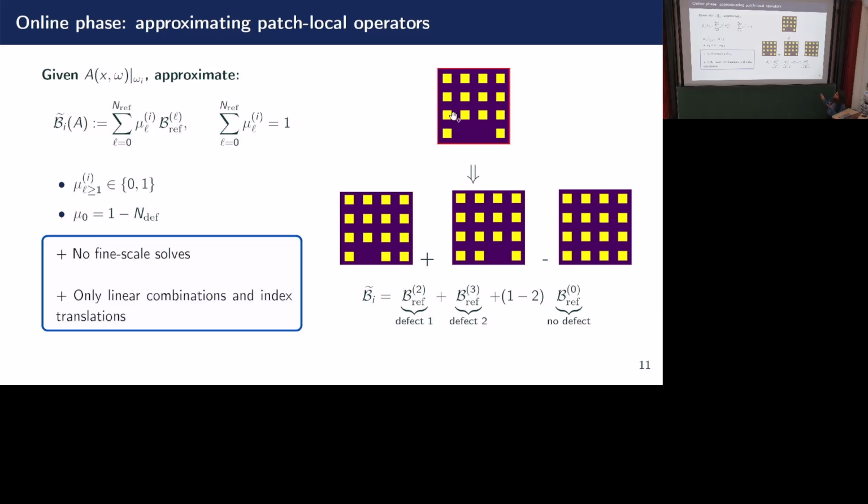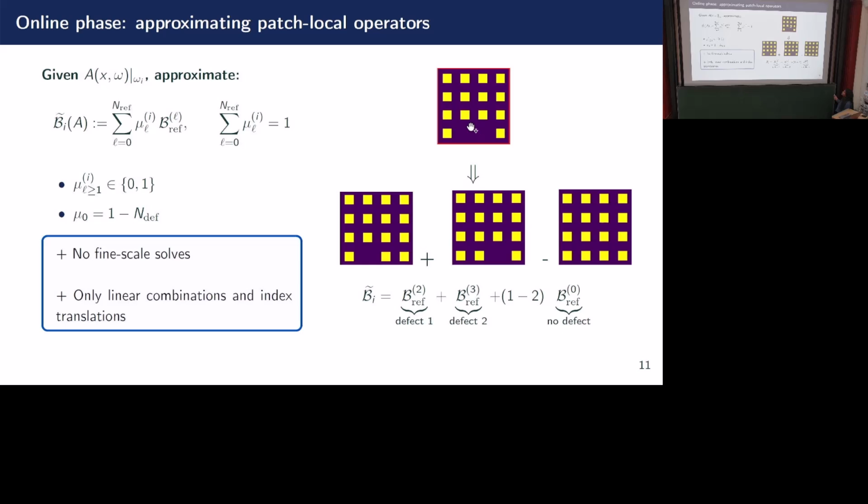But what we do here, we would now find an approximate local solution on this patch using our pre-computed and stored local reference solutions and some mu values, such that the sum of all these mu values should add up to 1, and all mu's with index greater than or equal to 1 should be either 0 or 1. And mu naught is 1 minus Ndef. Ndef is now the number of defects in a patch. In this case, we have 2 defects.